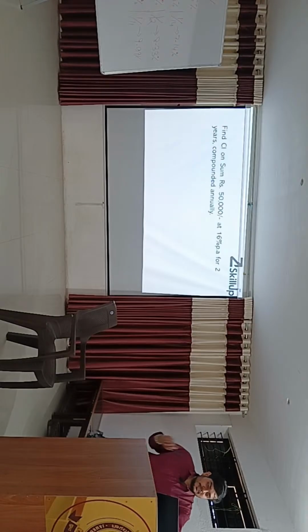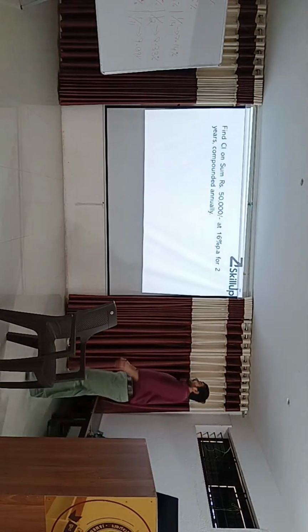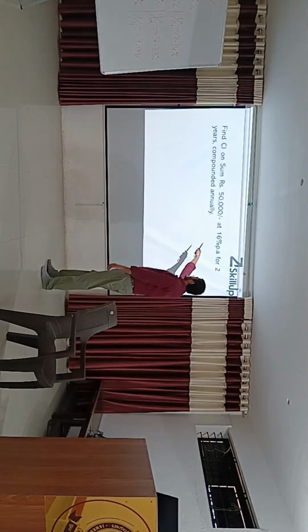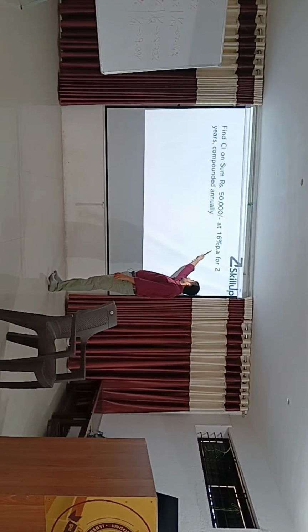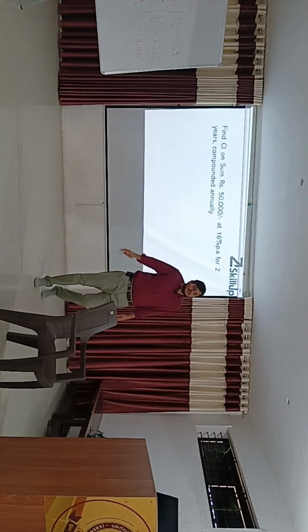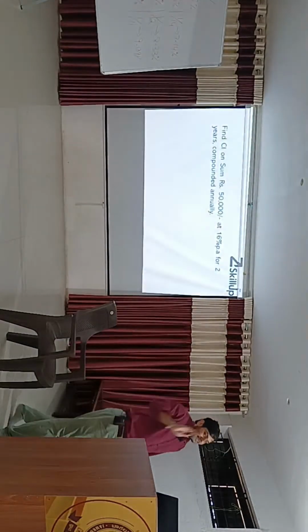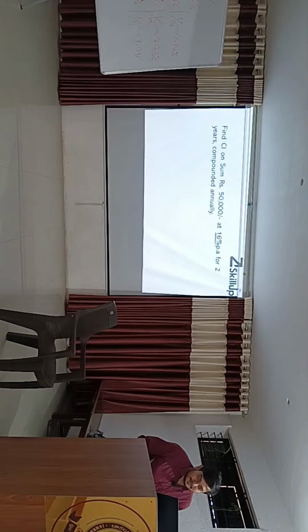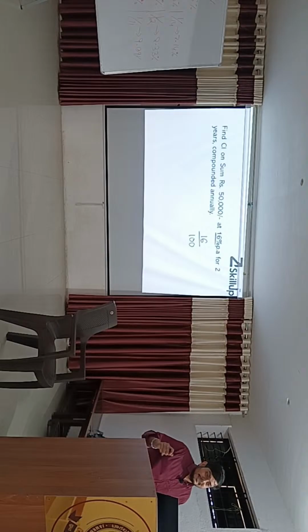Next question. Find the compound interest of 50,000 at 16% per annum for 2 years compounded annually. 16%. How will you write 16%? 16 by 100 as a fraction. Divide it: 4 fours are 16, or 4 twenty-fives are 100. 4 fours are 16, 4 by 25.